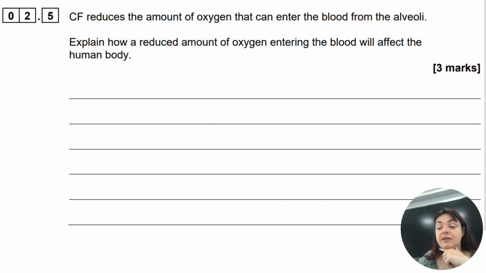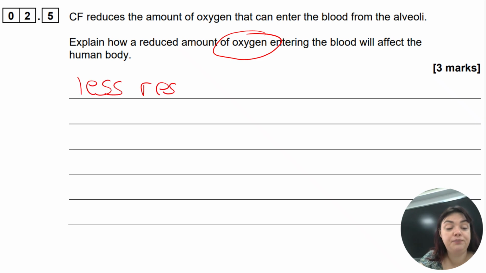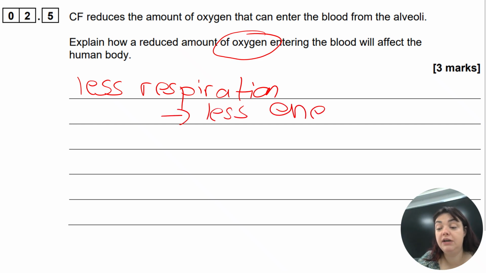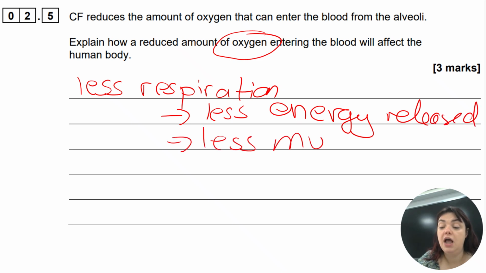So CF reduces the amount of oxygen that can enter the blood from the alveoli. Explain how a reduced amount of oxygen entering the blood will affect the human body. Okay, so straight off, when we see the word oxygen, we need to link it to respiration straight away. So that should be the first thing that you go to. So the first thing is we've got less respiration. So we've got less energy released. And then we need to think about what is that energy used for. So straight away, I'd be like, right, less muscle contraction. And that straight off is 3 marks.